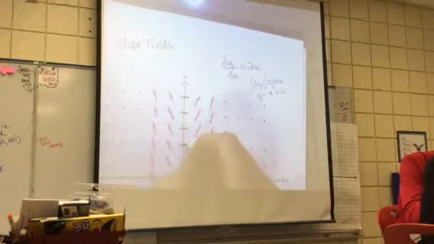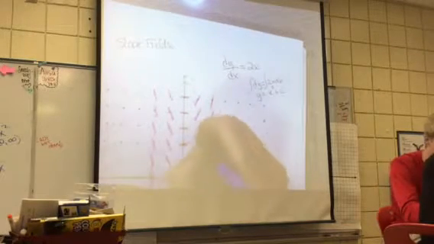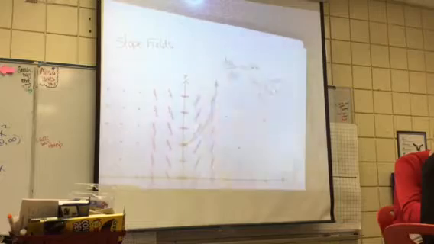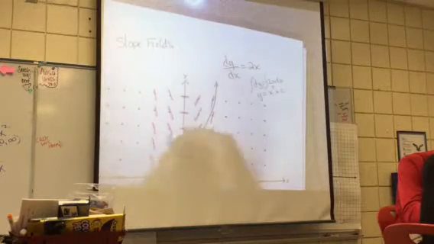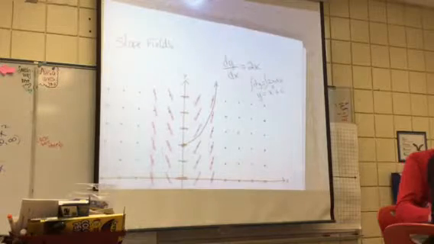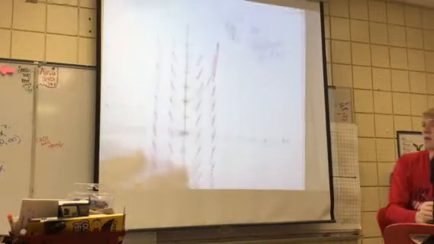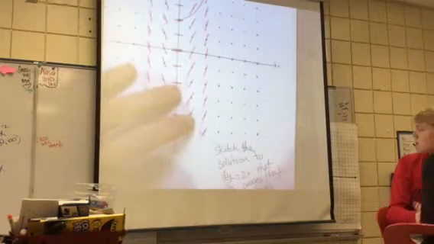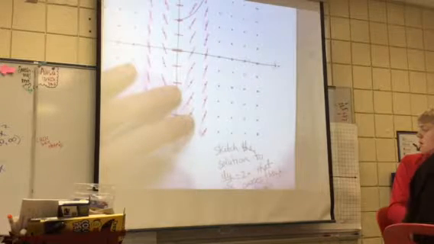But if you were to sketch in here, don't your slopes get steeper as you move out? That's 0, 2. We can just say it's 3. Okay, I'm going to change it. Go through 0, 2, thank you.